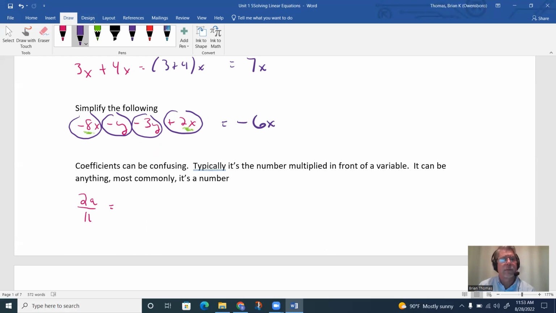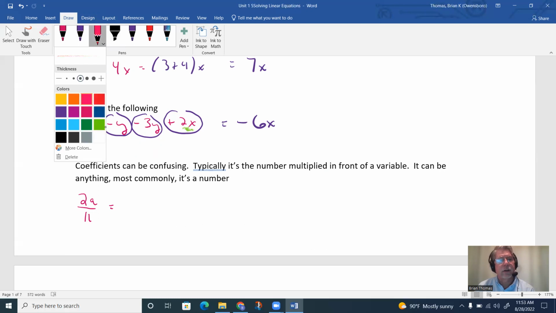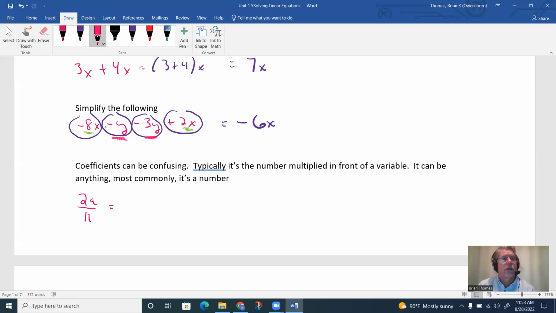When combining the -y and the -3y, remember that the coefficient of the -y is actually a -1. So if you're talking about coefficients, there's a -1 and a -3. That gives me a -4y. So we write this as just -4y.